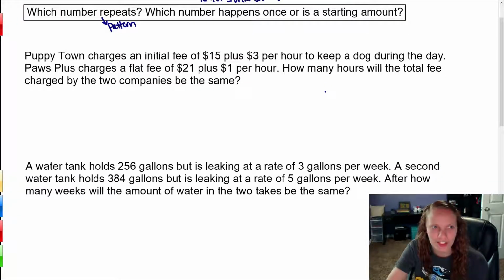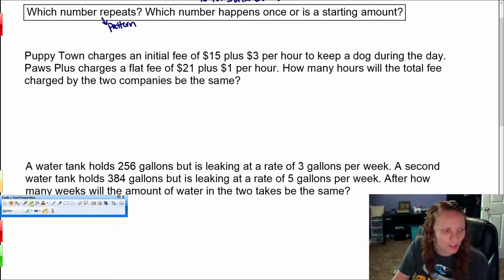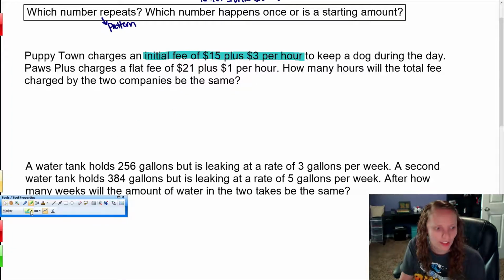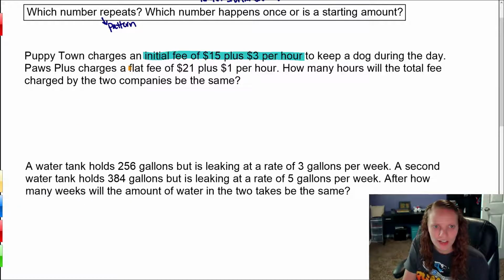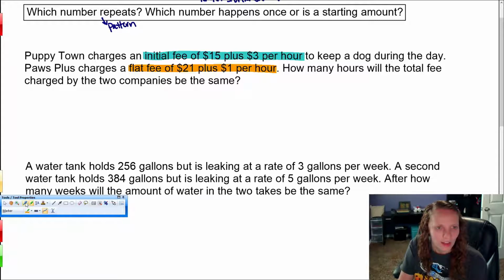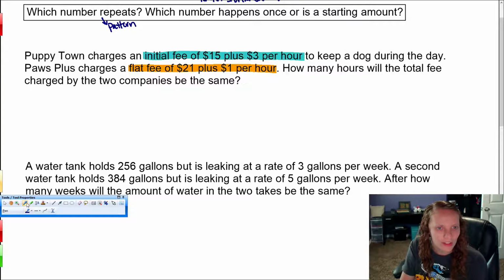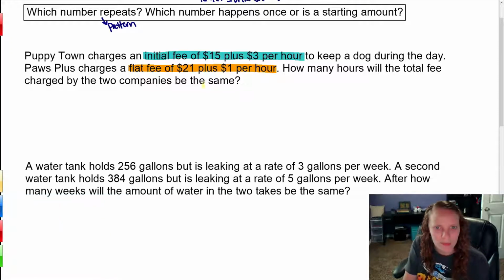Alright, let's look at the first one. It says Puppytown charges an initial fee of $15. So let's highlight the important information here. They have an initial fee of $15 plus $3 per hour to keep a dog during the day. And Paws Plus charges a flat fee of $21 plus $1 per hour. And then it says how many hours will the total fee charged by the two companies be the same? So we want to know when they will cost the same amount of money.